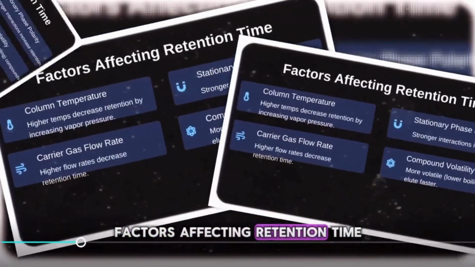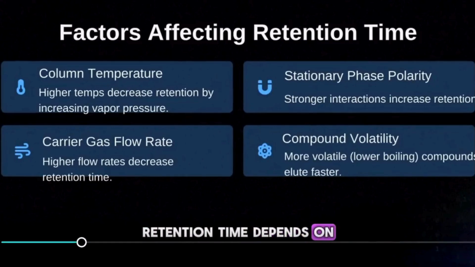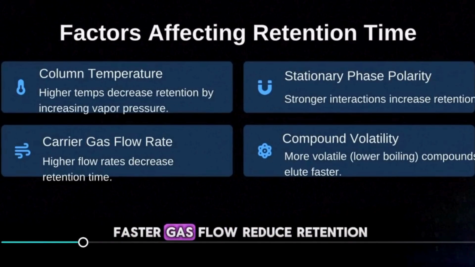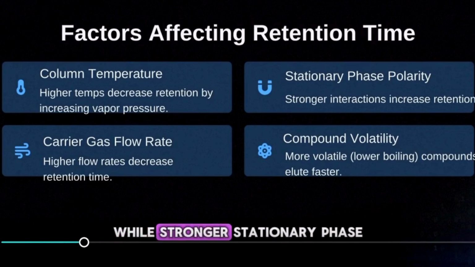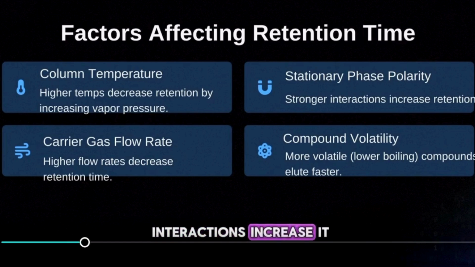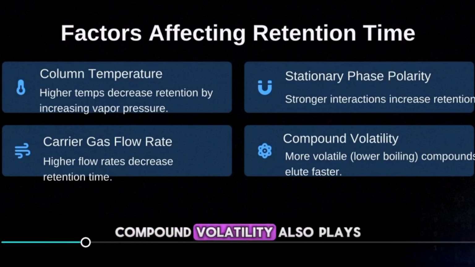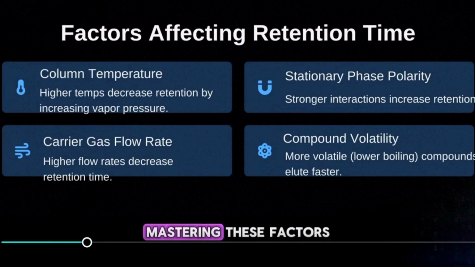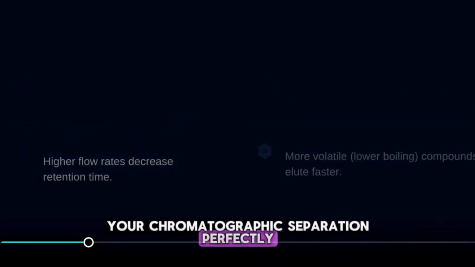Factors affecting retention time. Retention time depends on several parameters. Higher column temperatures and faster gas flow reduce retention, while stronger stationary phase interactions increase it. Compound volatility also plays a big role. More volatile compounds exit faster. Mastering these factors helps you fine-tune your chromatographic separation perfectly.